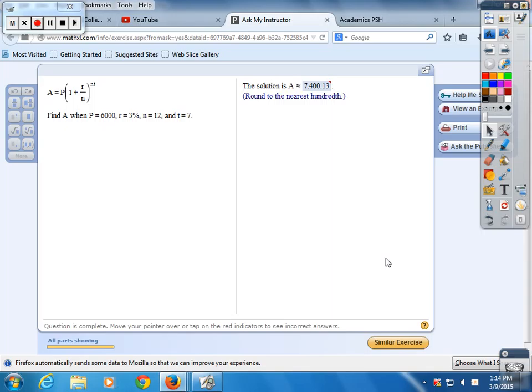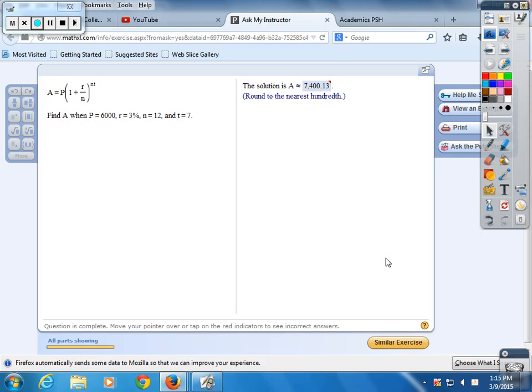R is the rate. It'll be written in a decimal. So if you have 2%, then it's going to be 0.02. N is equal to the number of times it is compounded. What does compound mean? That means it goes through a computer and it gets calculated. So how many times does this one get calculated? 12 times. How many months is there? 12. So what is this? Compounded monthly.